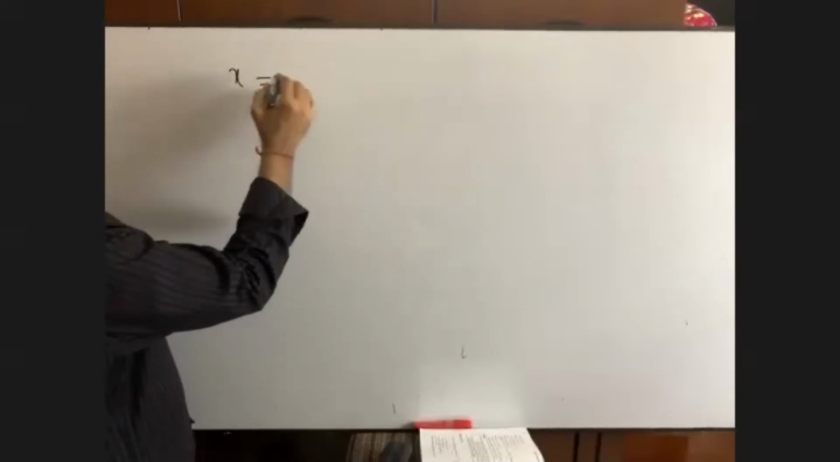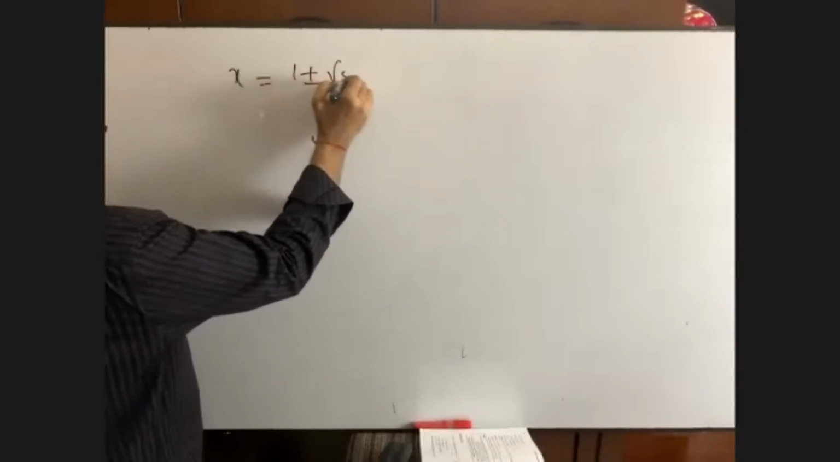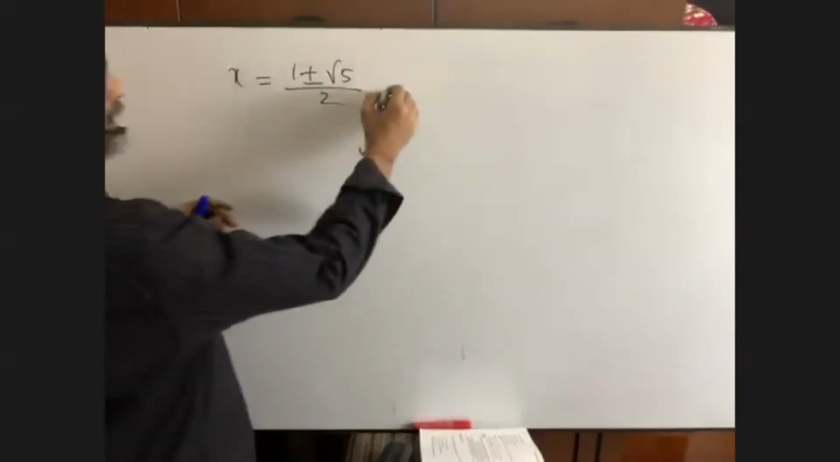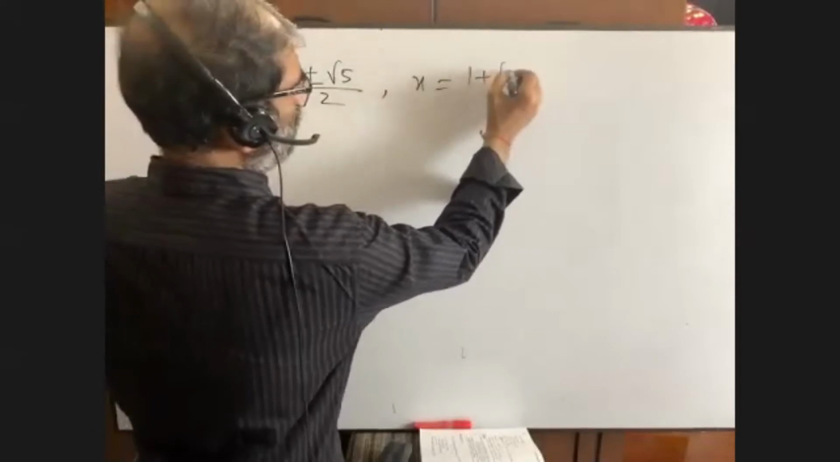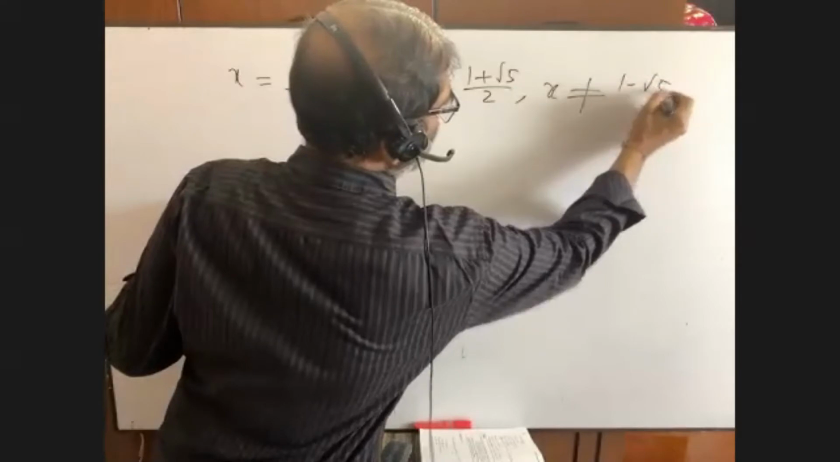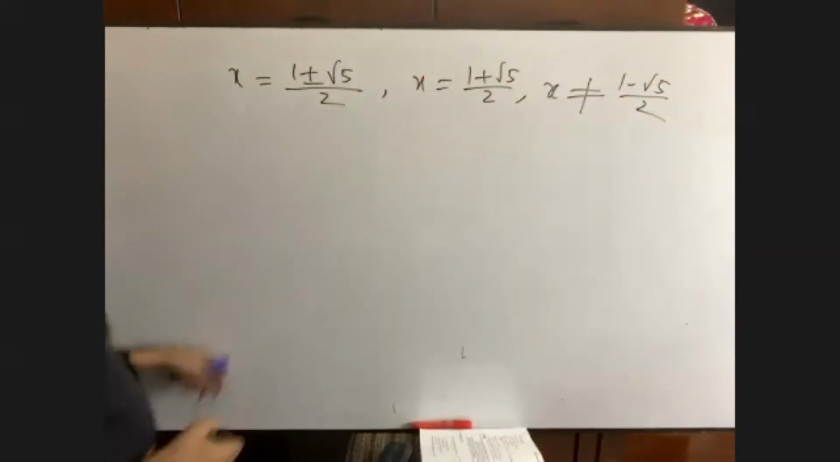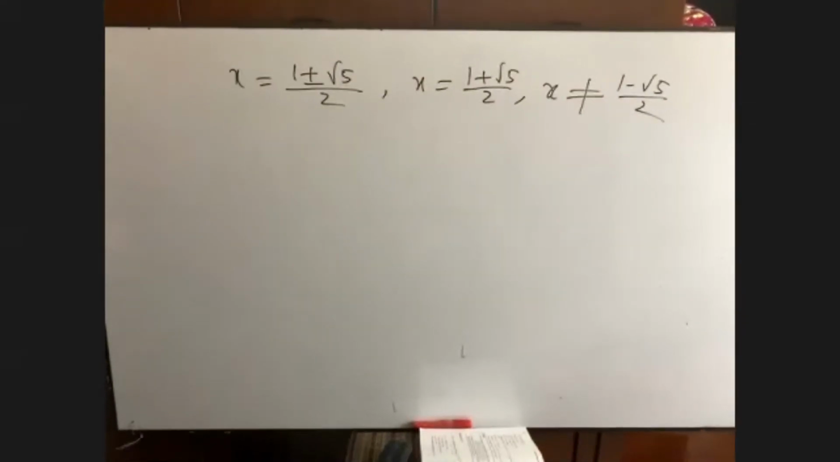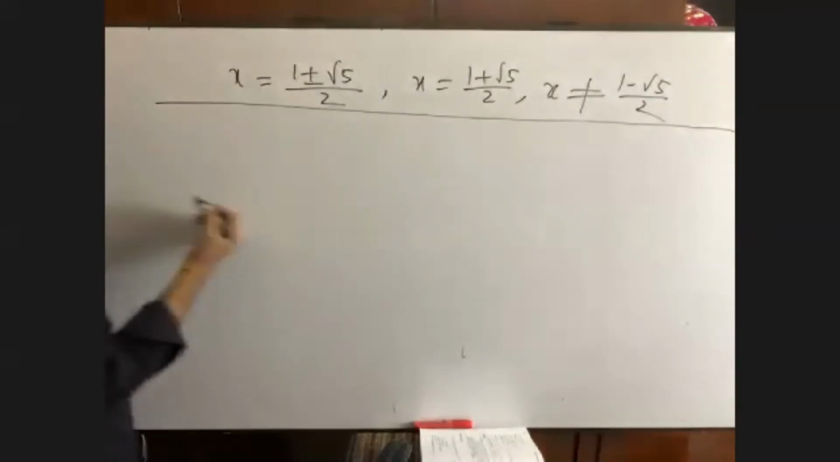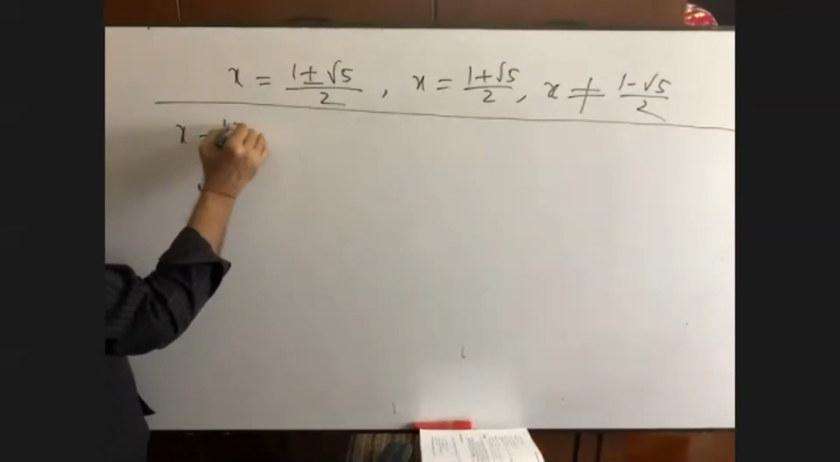Now I am going to that math. Can you please remember, what was x equals to today? 1 plus minus root 5 by 2. From here, I wrote x equals 1 plus root 5 by 2, and I also wrote x is not equal to 1 minus root 5 by 2. Can you remember? Now all of you write down: x equals 1 plus root 5 by 2.